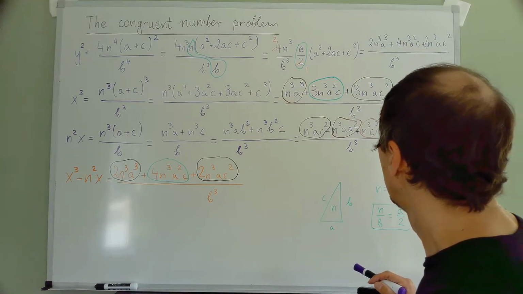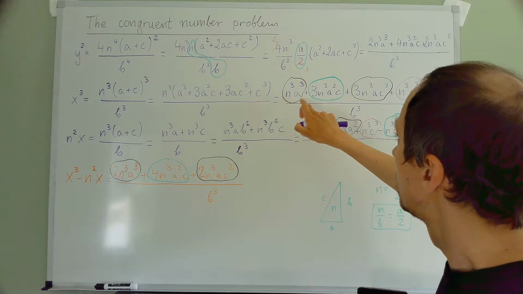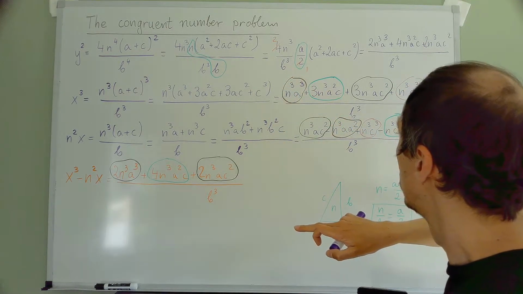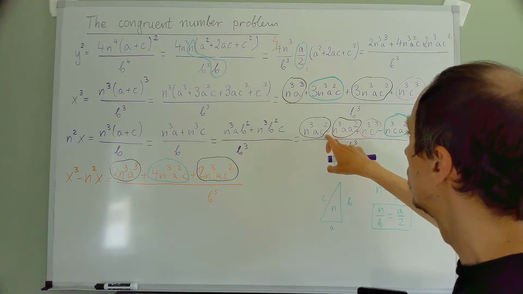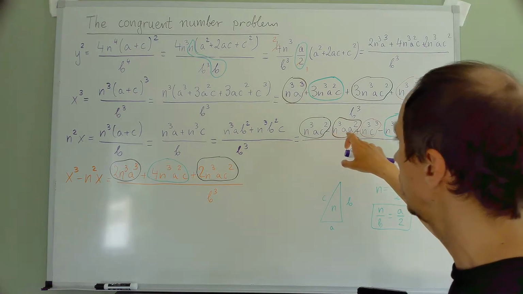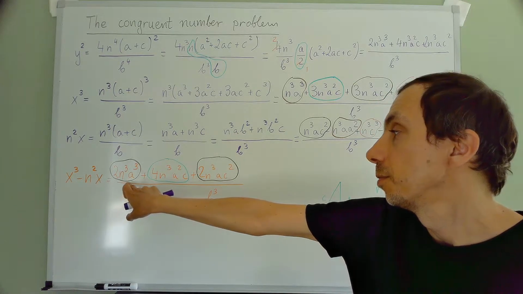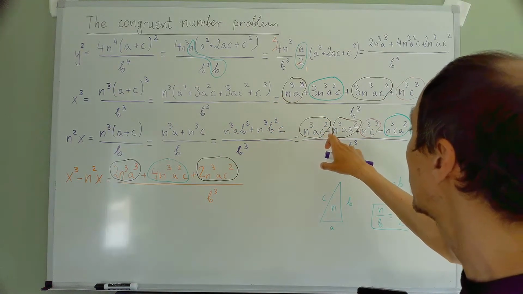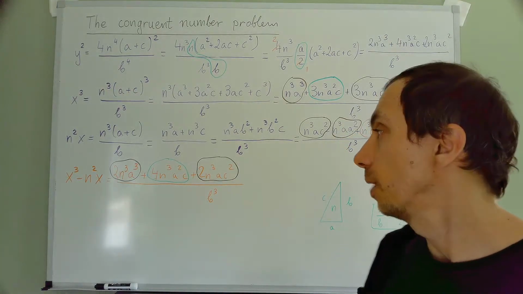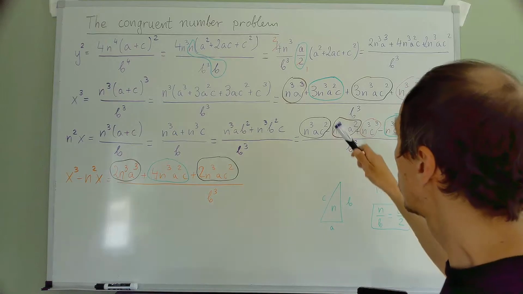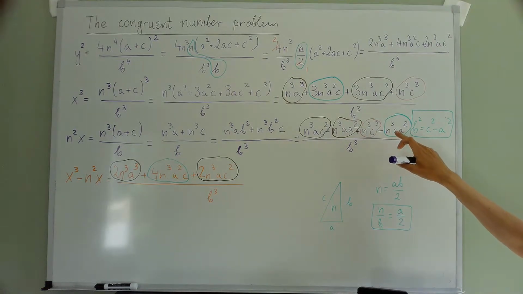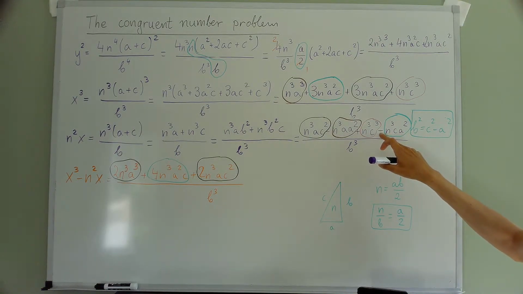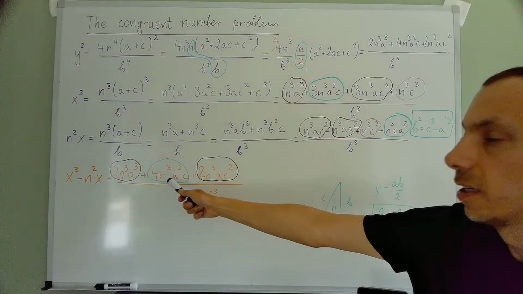So first of all, we have n cubed a cubed, so that's here in this brown circle, minus, this is also n cubed a cubed, but with a minus sign. So when I subtract, I get 2n cubed a cubed. So that's what you get here from these two brown ones. N cubed a cubed minus negative n cubed a cubed gives you 2n cubed a cubed. Now this n cubed a squared c, I have 3 of those here, and I have an n cubed a squared c here, again with a minus sign in front. So when I subtract, I get 4n cubed a squared c. So that's this here, that green circle.